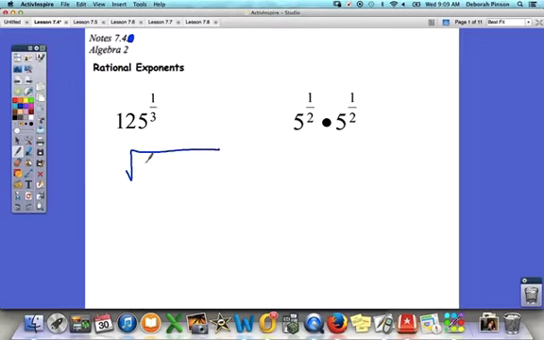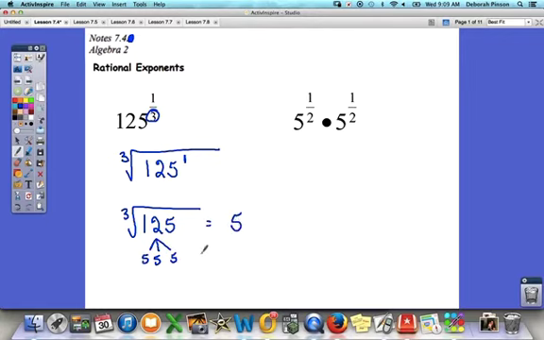Your base, the 125, is what goes inside your radical. Your denominator is your root, and your numerator is the exponent here. So we're really just talking about the cube root of 125. And since 5 times 5 times 5 is 125, the cube root of 125 is 5.